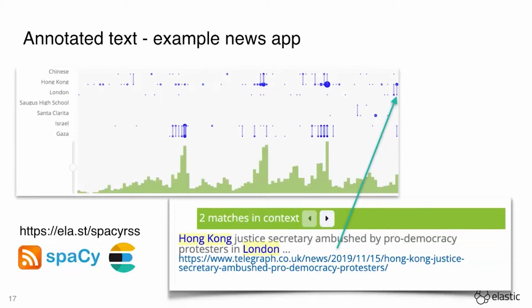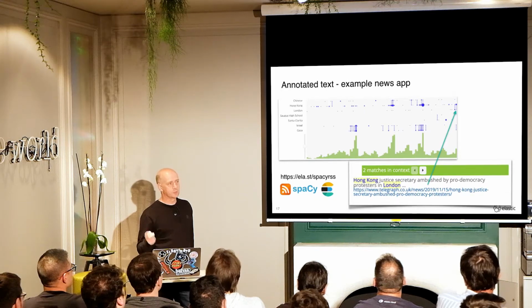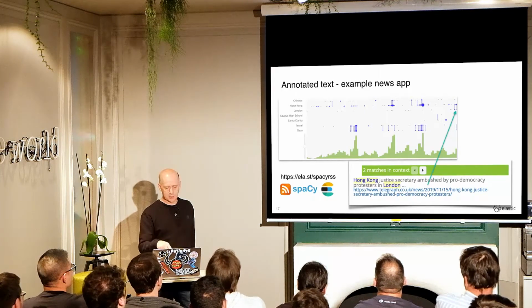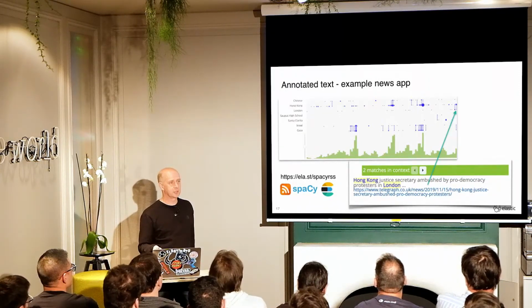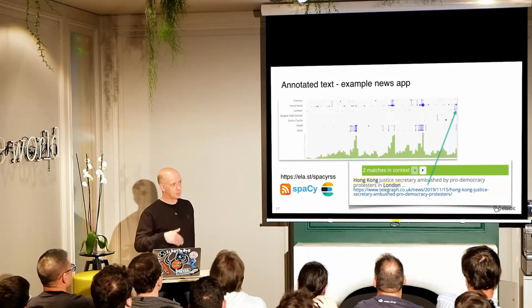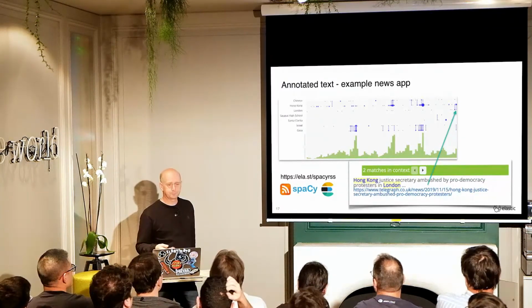So what we're seeing in this visualization here is an example application where we are looking at the things that happened in the last week. We've got China and Hong Kong kicking off, and then towards the end of the week we see Hong Kong and London appearing together. There's documents with a vertical line over there on the right hand side that suggest that those two things are connected. And when we click on those, we can drill down to the text of the document that said the Hong Kong Justice Secretary was ambushed by pro-democracy protesters in London. So that's how the world of Hong Kong and London became connected.